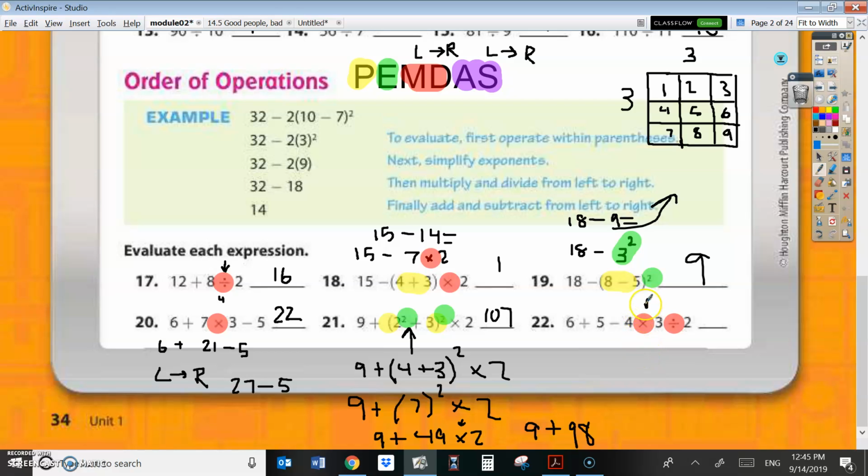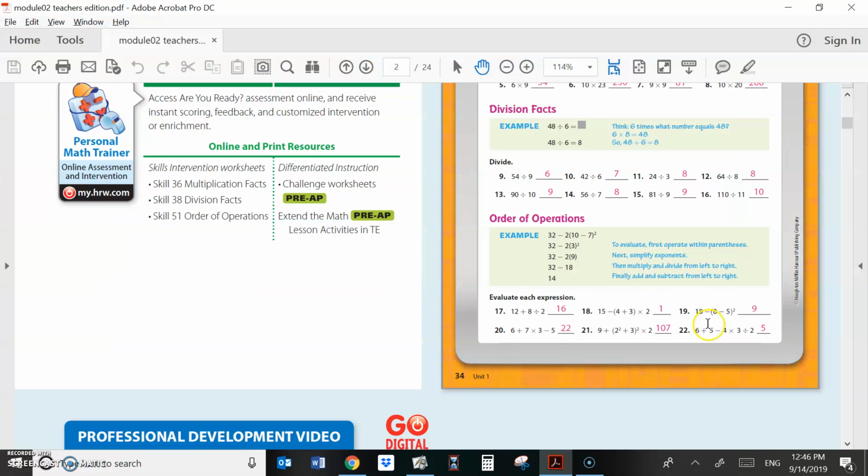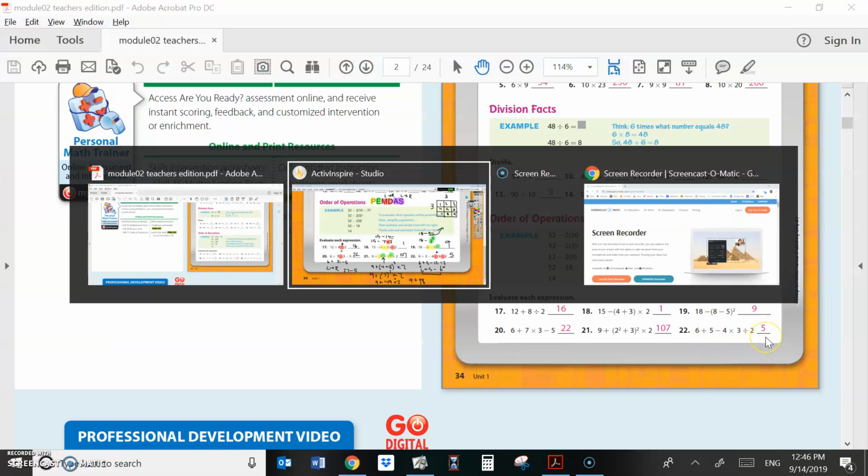Multiply first. 4 times 3 is 12. Bring down divided by 2. 6 plus 5 minus 6. The 6's cancel because this one's positive and this one's negative. So you should just have 5. Nailed it. Good work, people.